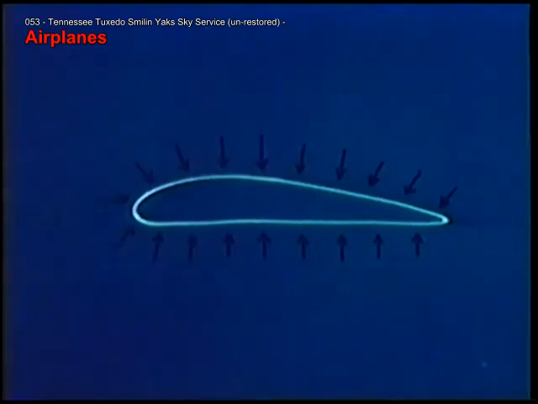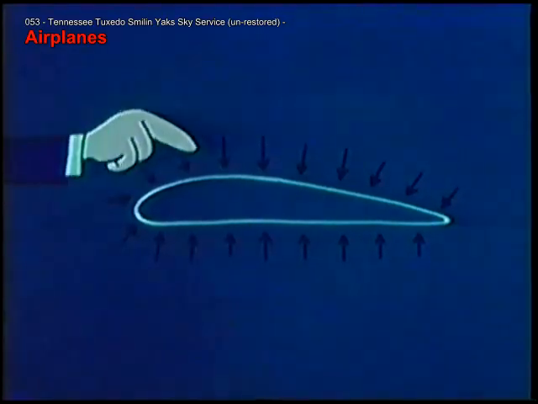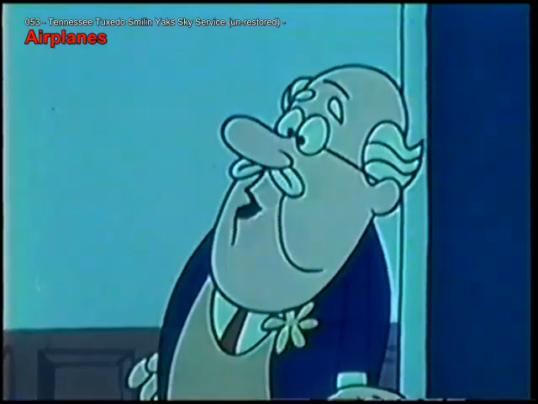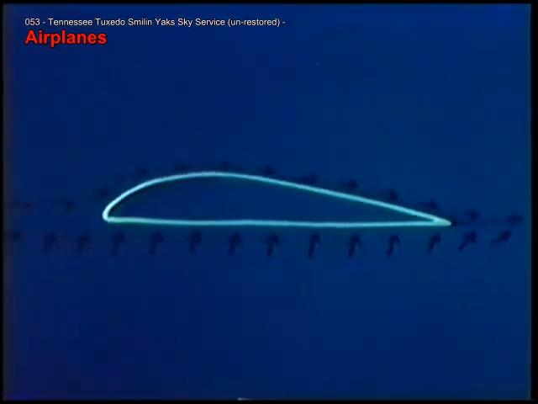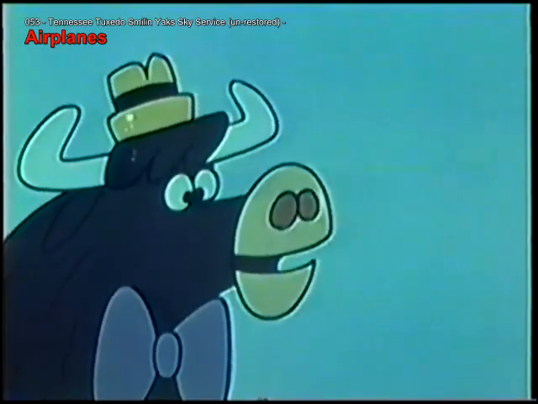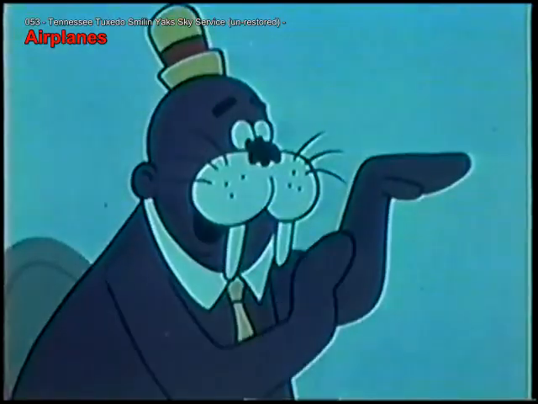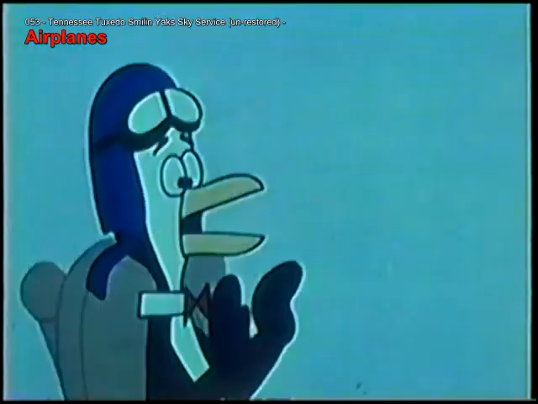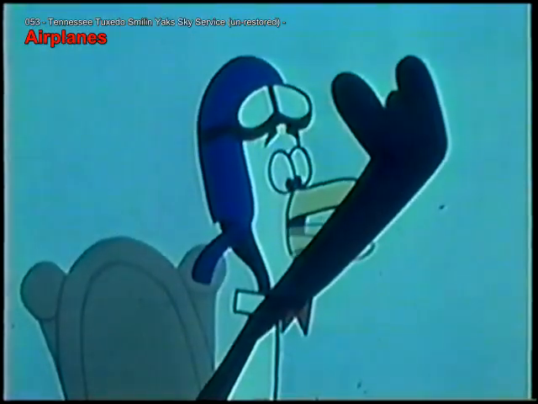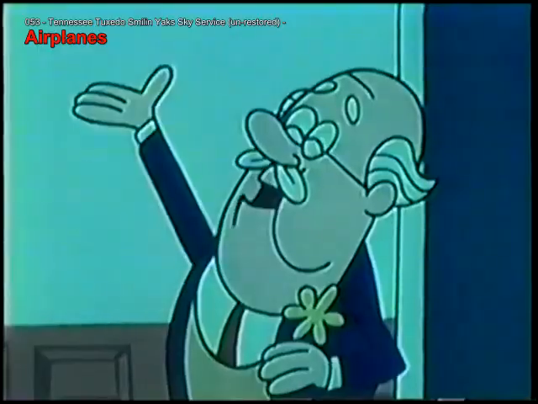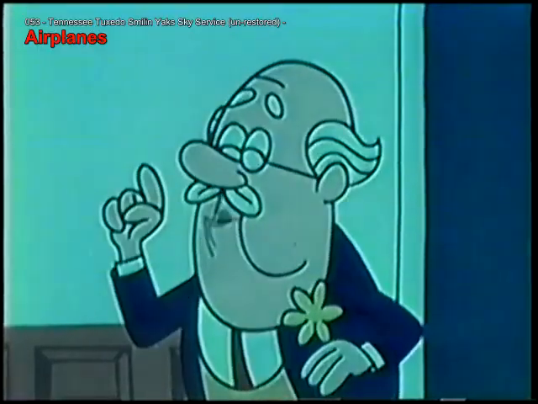Now, when the plane is standing still, the pressure is the same on all sides. But as the wing starts to move, the air flows across the wing, and because of the wing shape, the air moves faster across the top. So there's less pressure on top. Right, very good. And there's more pressure on the bottom. Which pushes the plane up into the air. Right. But you boys are sharp today.